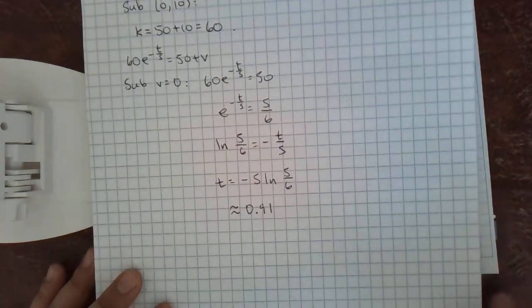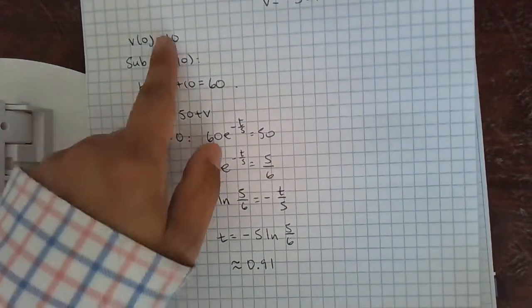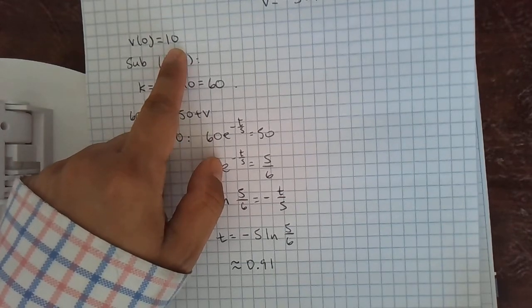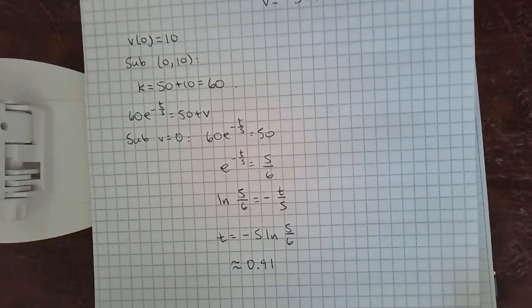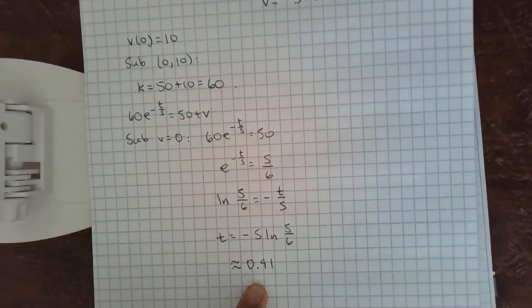So what does that mean? That means if I throw my object up with a speed of 10, I think we're in meters per second, but we didn't really specify, then in less than 1 second, I'm at the top of my trajectory and I'm already falling down and accelerating downwards.